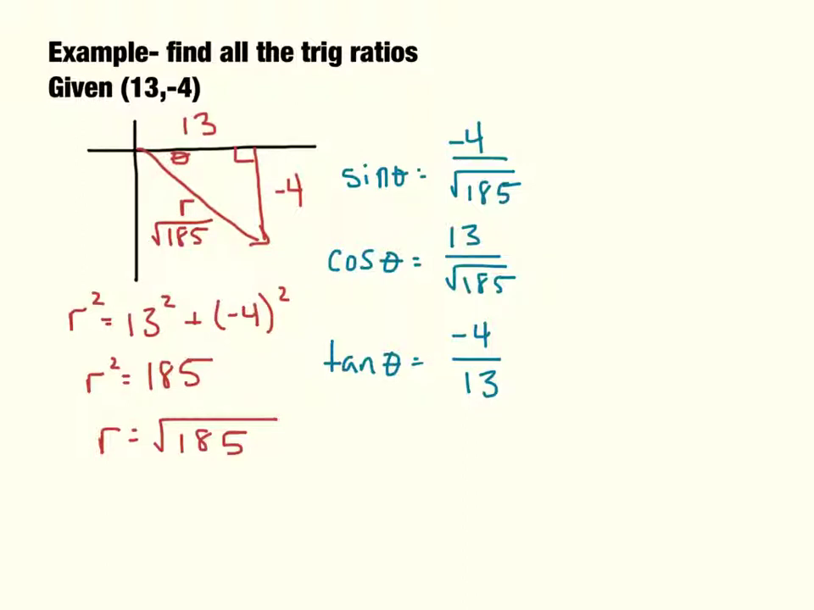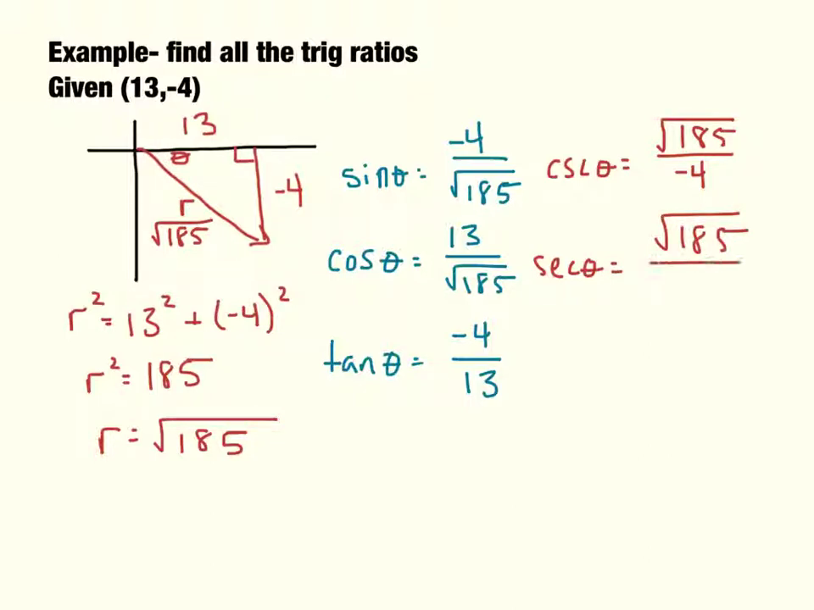Okay. Now, for our new ratios, we have cosecant. Well, remember, cosecant is just the reciprocal of sine, so you just flip that ratio. The cosecant of theta would be the square root of 185 over negative 4. The secant of theta would be the square root of 185 over 13. And the cotangent of theta would be 13 over negative 4.